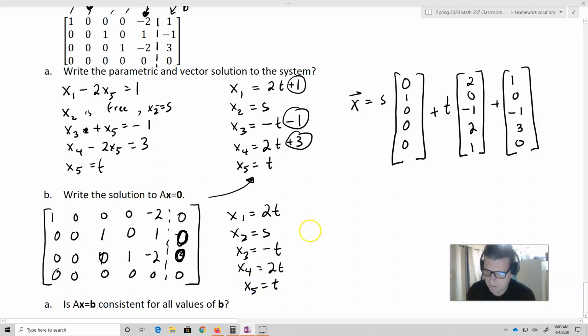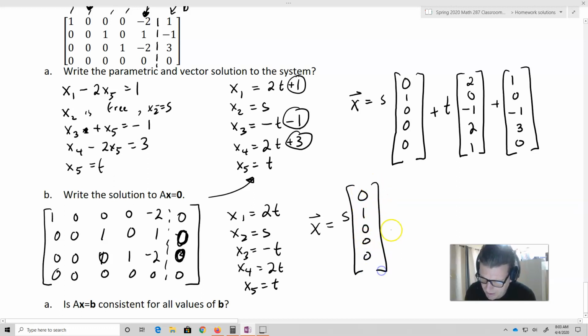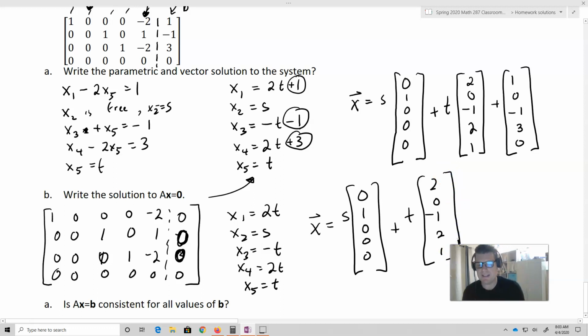Okay? So now I have x equals s times this vector, 0, 1, 0, 0, 0, plus t times 2, 0, negative 1, 2, 1. So I still have a plane as my solution, right? It's just not the same plane. This plane goes through the origin. This plane up here goes through 1, 0, negative 1, 3, 0.